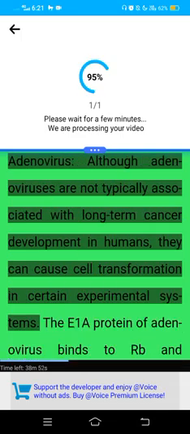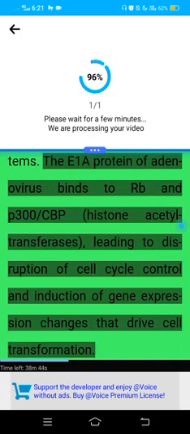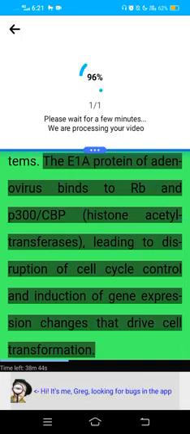Adenovirus. Although adenoviruses are not typically associated with long-term cancer development in humans, they can cause cell transformation in certain experimental systems. The E1A protein of adenovirus binds to RB and p300/CBP histone acetyltransferases, leading to disruption of cell cycle control and induction of gene expression changes that drive cell transformation.